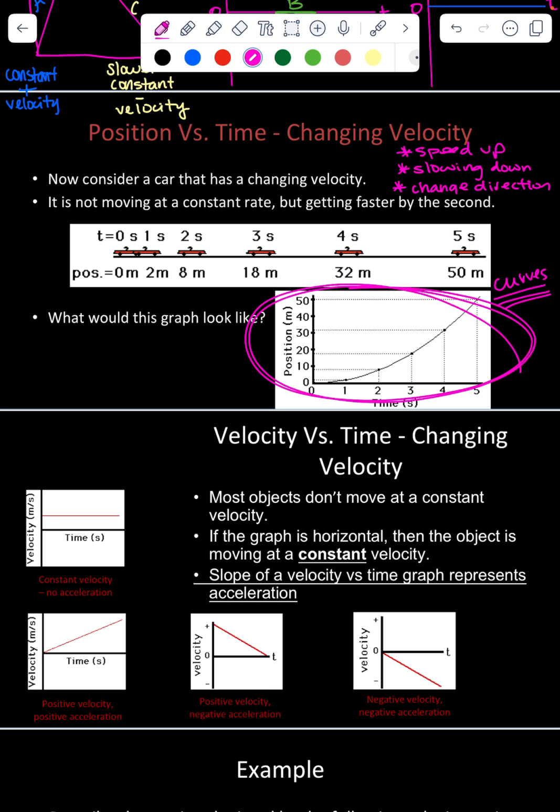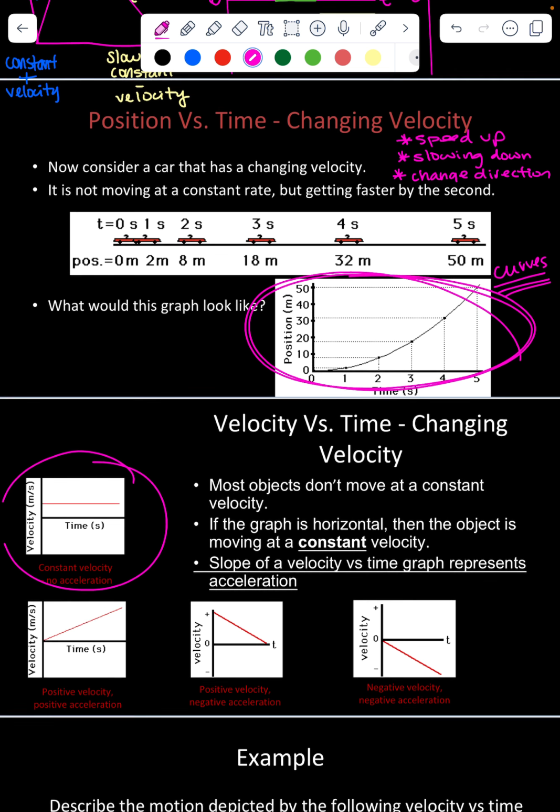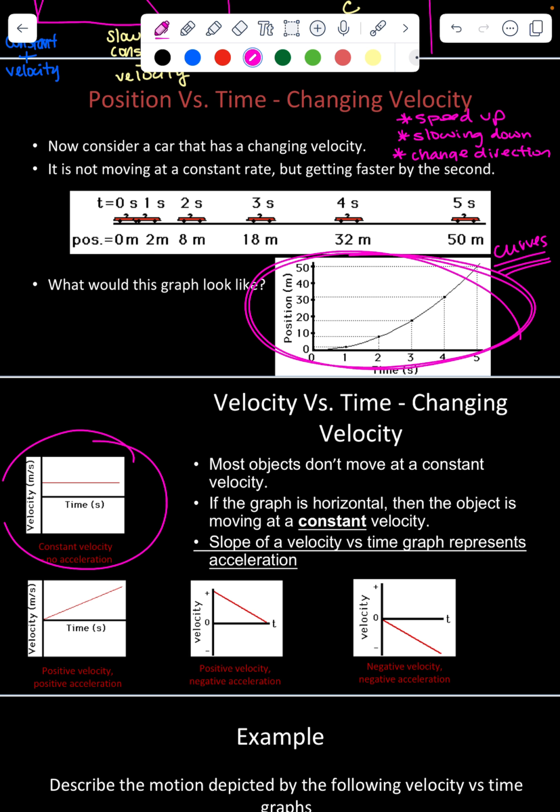If we have these curves on our position versus time graphs, that means that we no longer have constant velocity. This is what we have been seeing, these straight horizontal lines. A straight horizontal line means constant velocity, means that there is no acceleration. But we know that most of the time we do have some type of acceleration. So I want you to look at these next 3, technically 4, because we're going to draw an extra one.